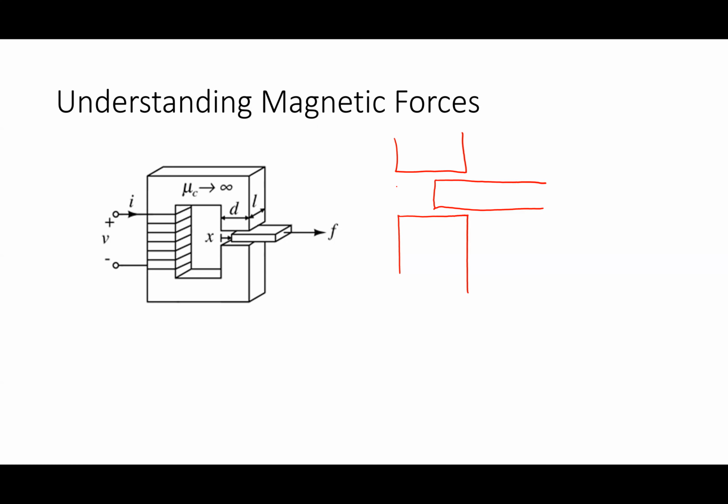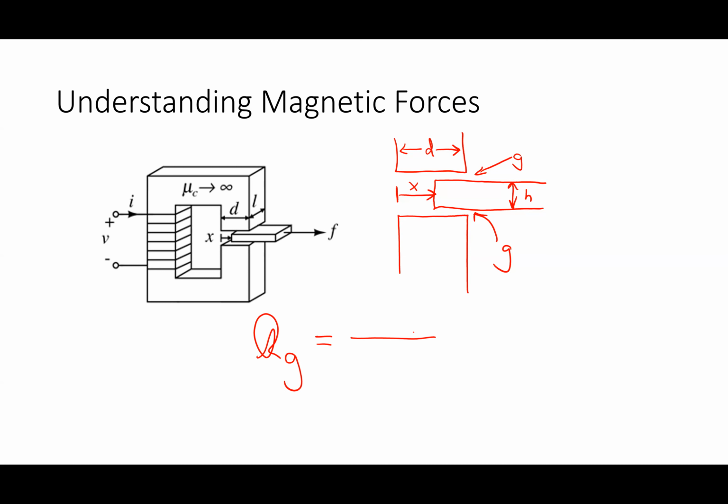This distance here is x. This guy here has a height h. The lengths of these gaps are each g. This distance is d, and it's a length L into the page. All right, nice and variable. The only thing I care about is the gap, RG. That's the length of the gap divided by mu times the area of the gap.